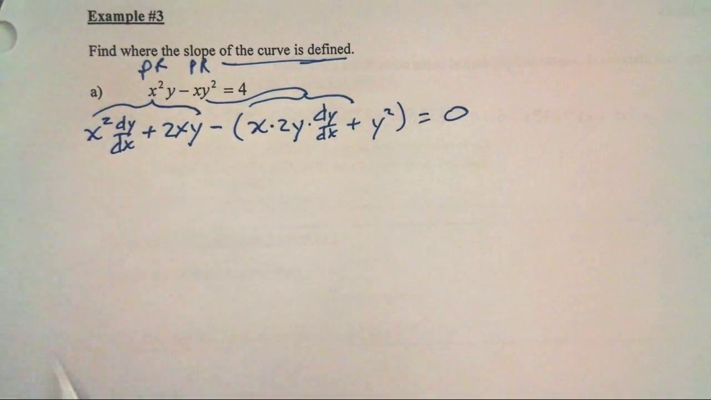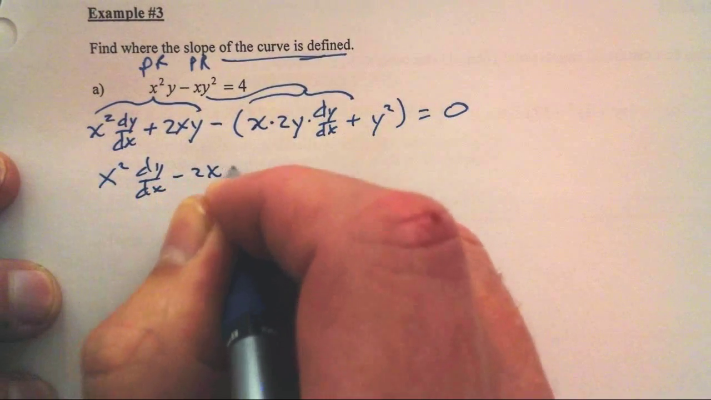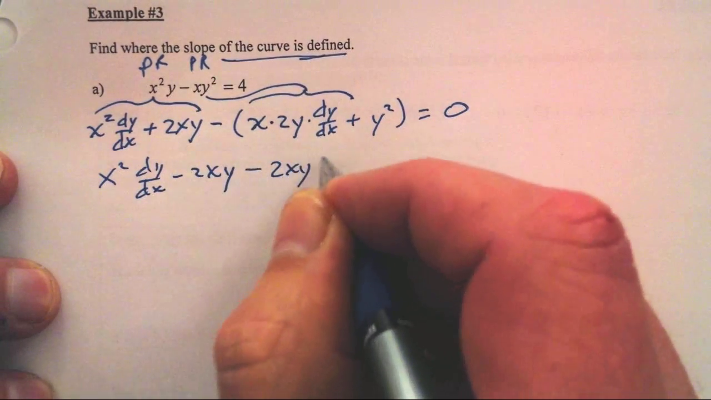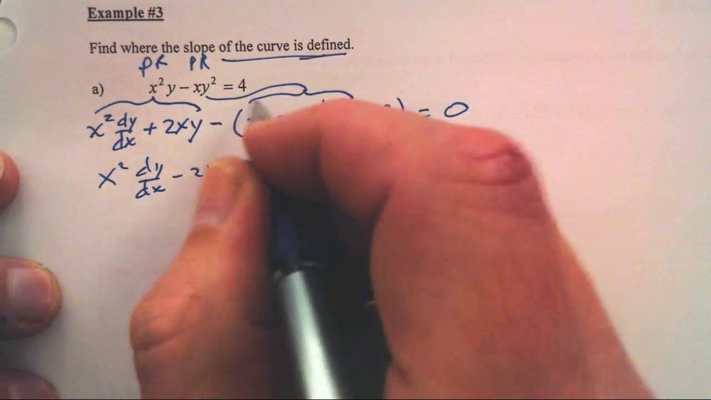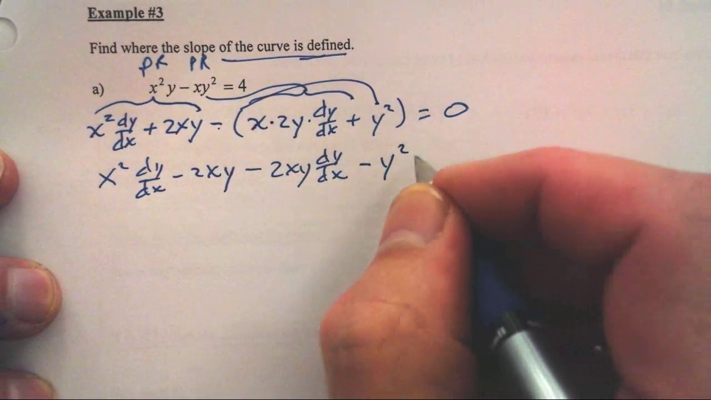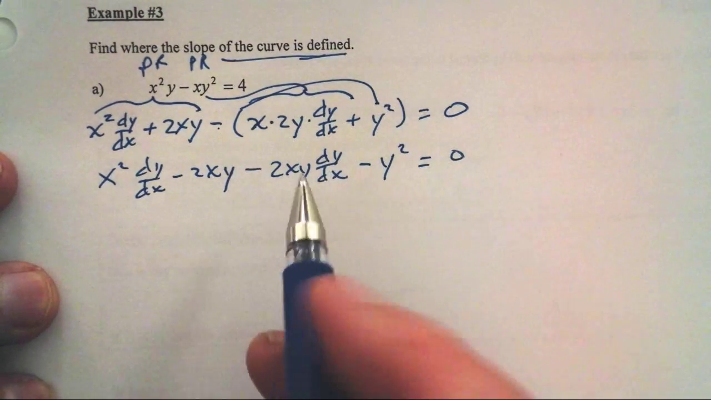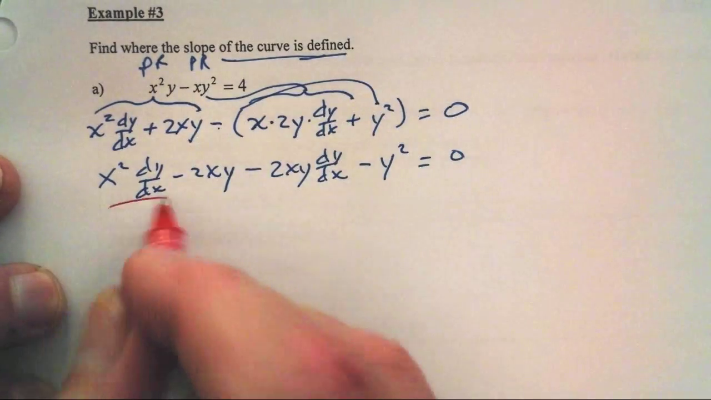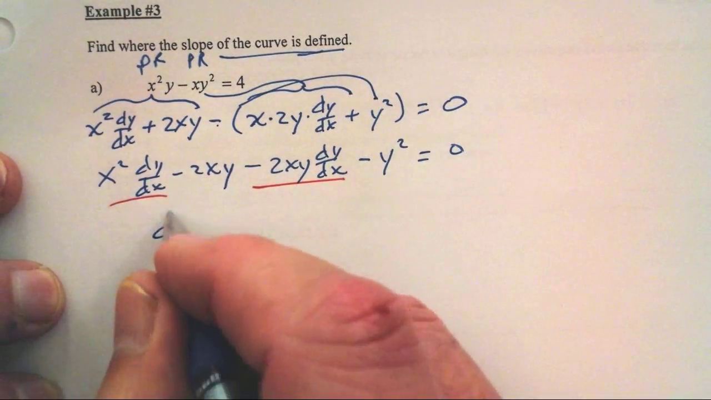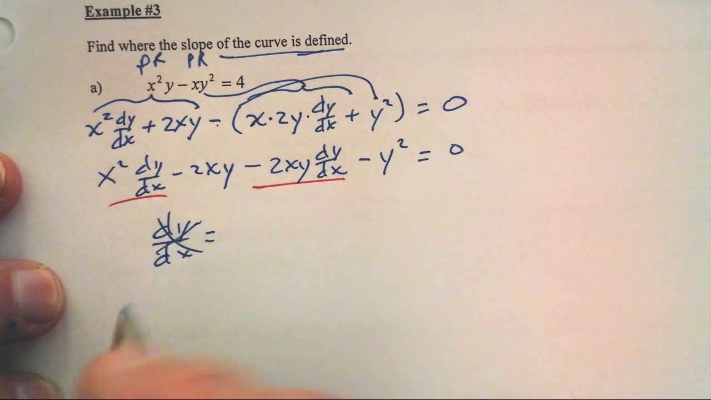All right, let's distribute: x squared dy/dx minus 2xy minus 2xy dy/dx, but minus times positive, minus y squared. Let's quit making that mistake. Equals 0. I'm going to group my dy/dx's, because I only want one of them, and I'm going to factor out a dy/dx.